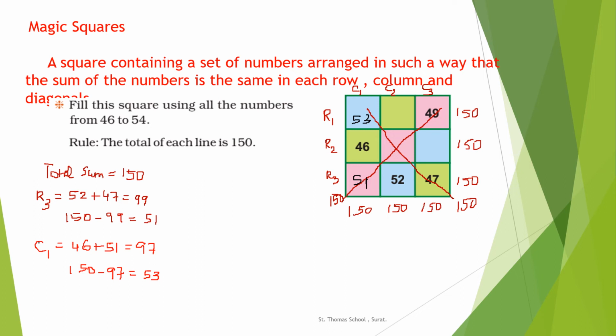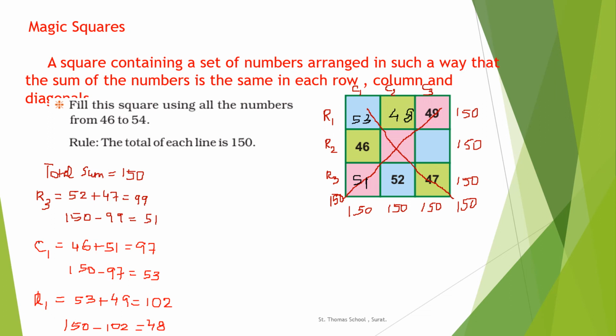Now the next you have to find is row 1. You can see the sleeping line, row 1. There are two numbers given once again, 53 plus 49. The total is 102, and as we have to make the total sum 150, just deduct 150 minus 102, so the answer would be 48. So in the green shade box you have to write the number 48 like this.